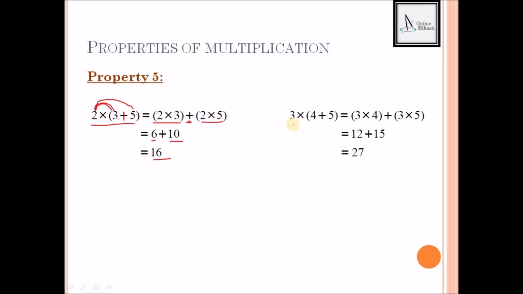In the same way, 3 into 4 plus 5. So first 3 into 4, then plus 3 into 5. You see here, 3 into 4 plus 3 into 5. Okay. So from 3 into 4, what can I write? 12. And 3 into 5, what can we write? 15. So 12 plus 15 is 27.